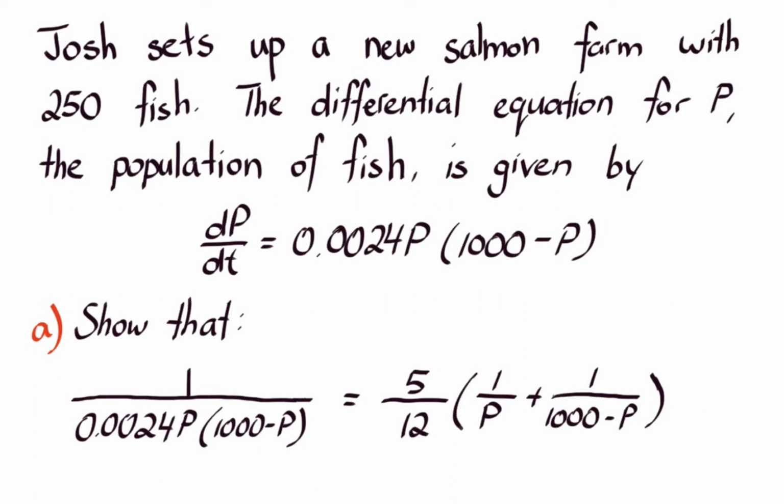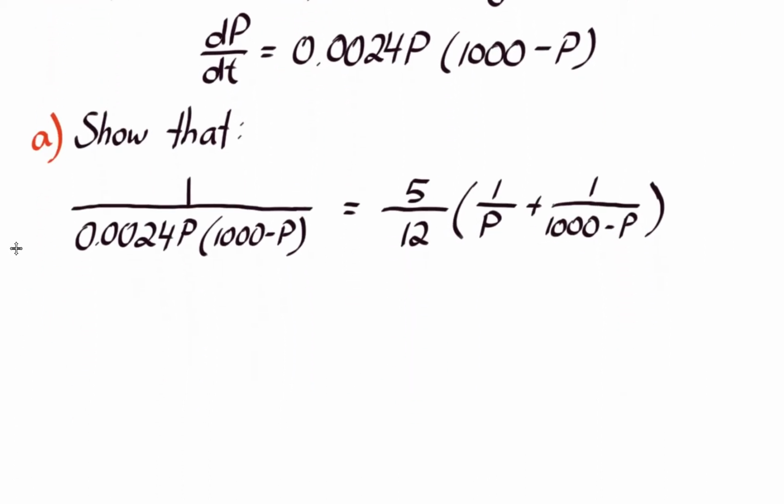Now remember, with show that questions, it's common to start with the left hand side and manipulate it until we get the right hand side, but we don't always have to do that. In this particular case, looking at these two separate fractions, I would prefer to start with the right hand side, combine these into one fraction, and see if we can get the left hand side. Sometimes you manipulate both sides and you meet in the middle. But let's start with the right hand side.